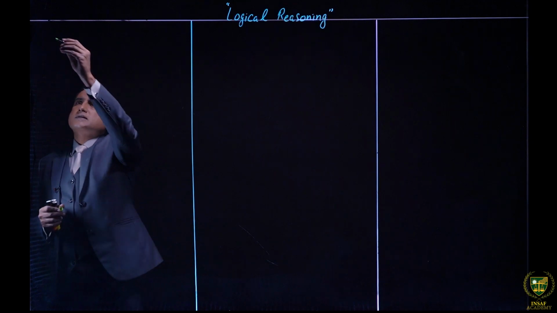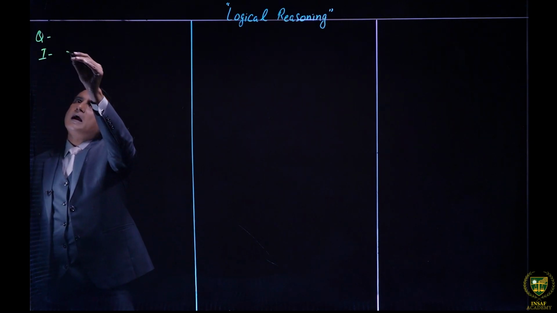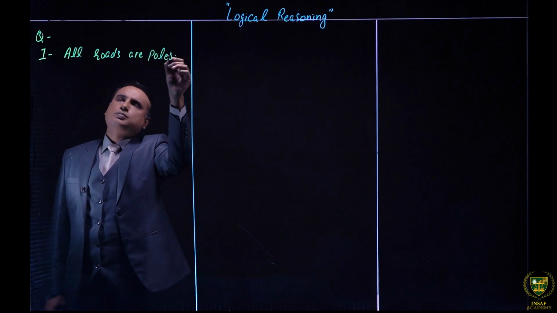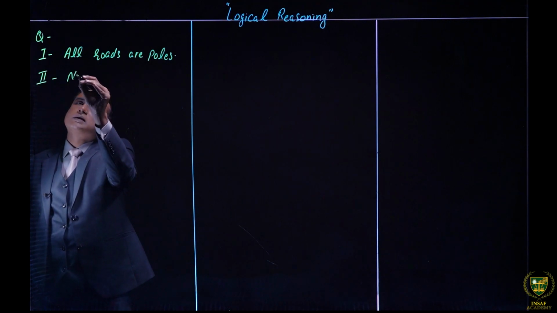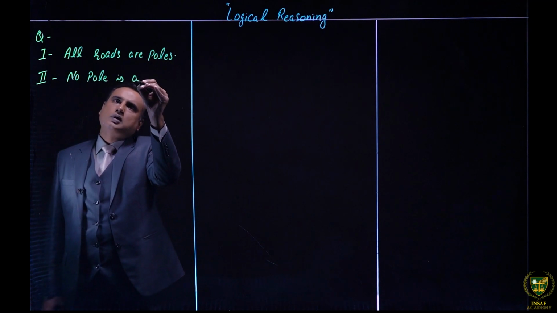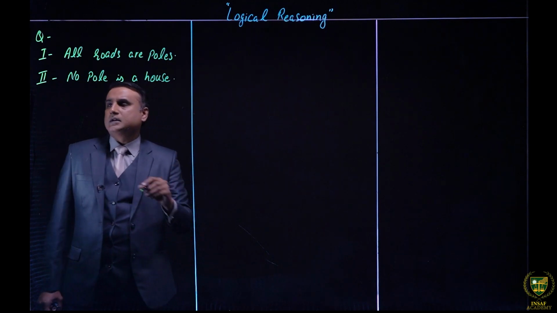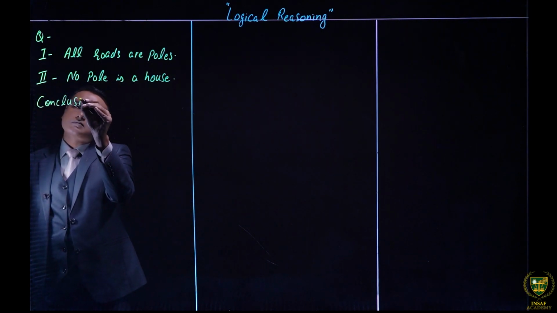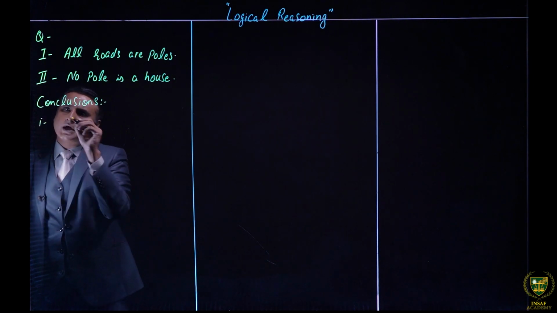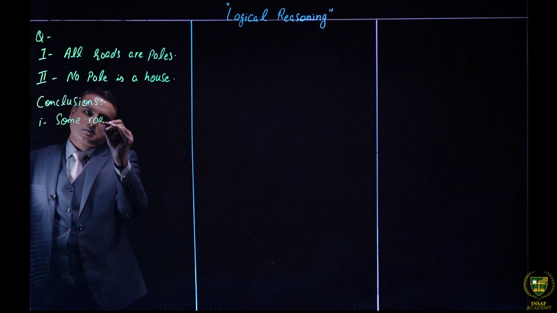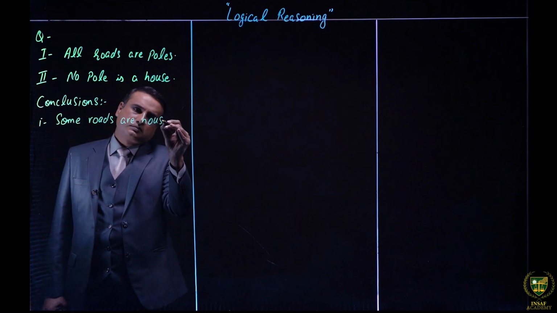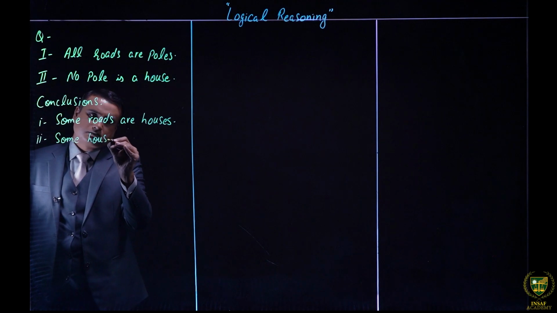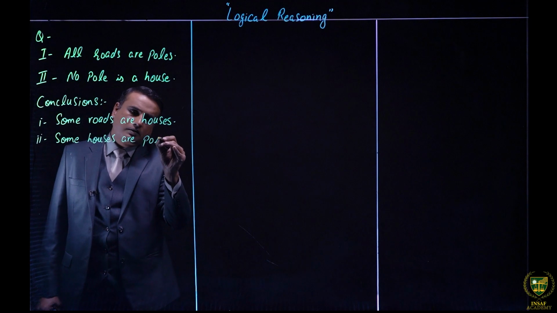Le mere bachcho, ek aur scenario discuss karte hain hum. And that is, all roads are poles. And the second one is, no pole is a house. And the conclusions we have are, number one, some roads are houses, and second, some houses are poles.